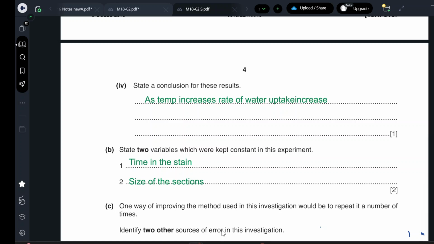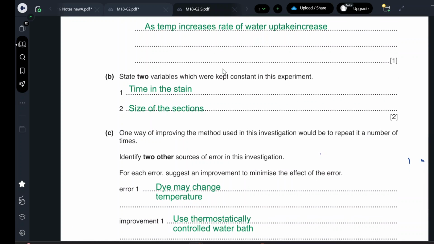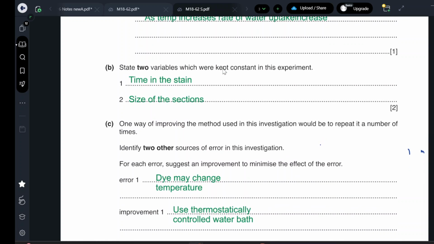Identify two other sources of errors. We already marked one of the sources of errors. The first error in this experiment was that the dye will change in temperature because you put warm and cool and you left it on the table. It will definitely reach the room temperature. What is the improvement? Anything with temperature, you will say that you will use a thermostatically controlled water bath because it has an electric heater that adjusts the temperature to a certain level.